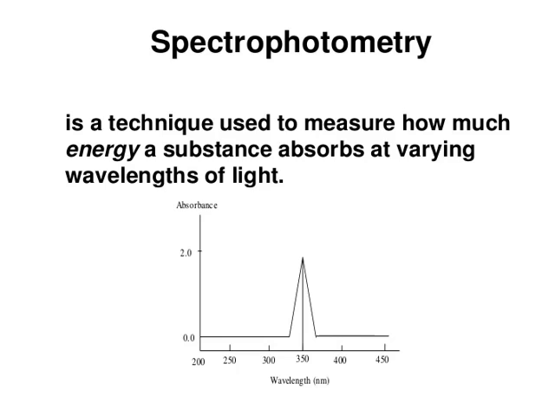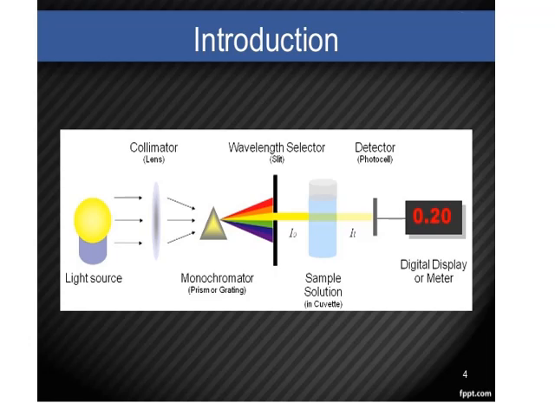Spectrophotometry is a technique used to measure how much energy a substance absorbs at varying wavelengths of light. The basic principle of the spectrophotometer is that if we examine an appropriately chosen small portion of the electromagnetic spectrum, we can use the energy absorption properties of a substance to measure its concentration.